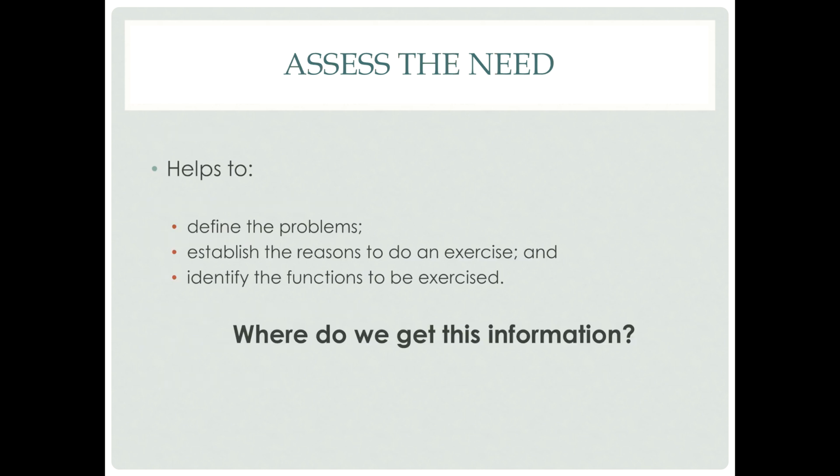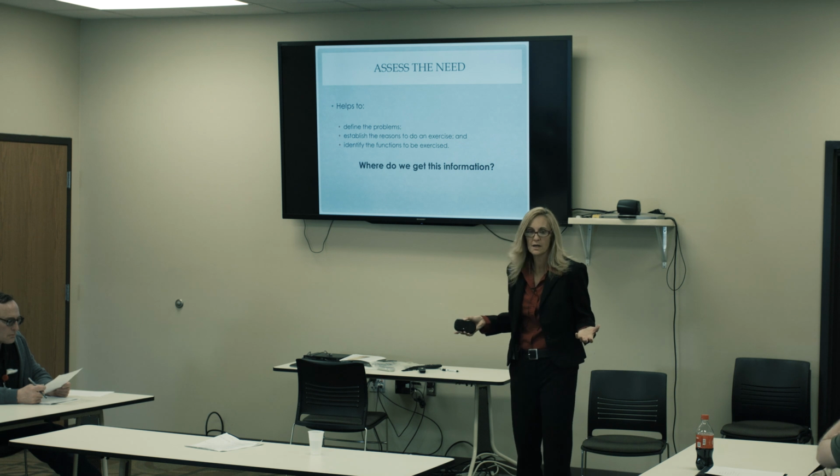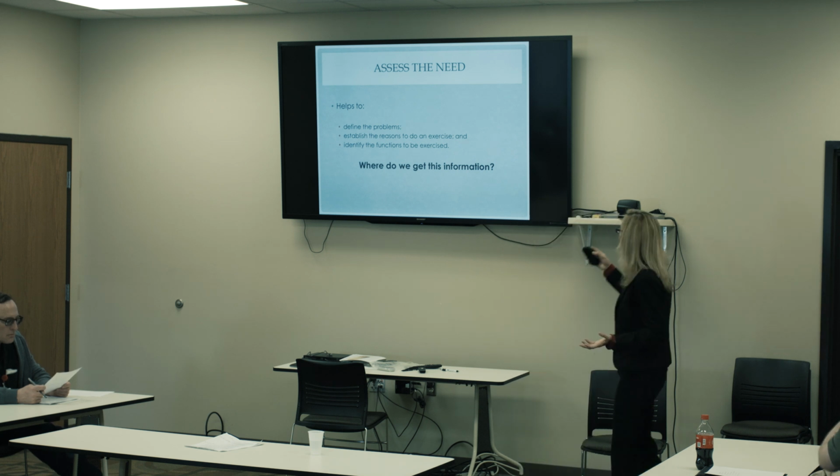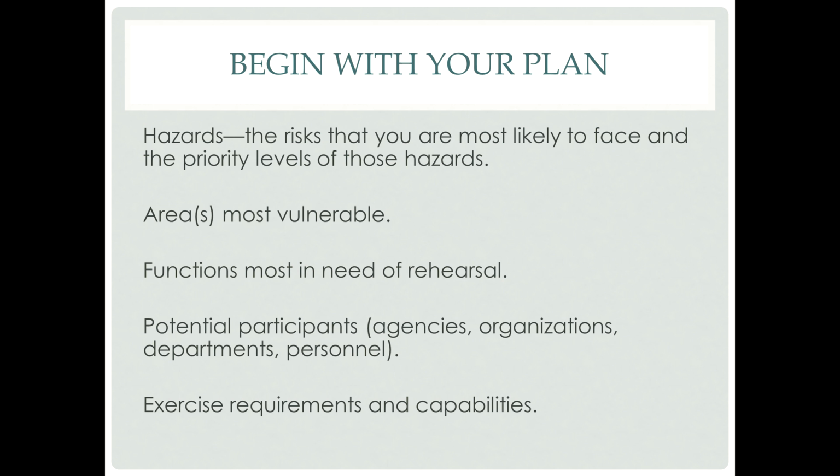So the first thing we do is assess the need. This is going to help to define what our problem is. Before we can do any exercise, we really want to say, well, what are we trying to exercise? What's the problem that we have here? We want to establish the reasons to do that exercise, and then we want to identify the functions that we should be exercising. So your hazards, your HVA, the risks that you are most likely to face and the priority levels of those hazards. What are you most at risk for, and how well are you prepared for that?